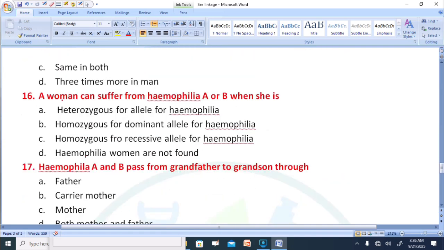The next question: a woman can suffer from hemophilia A or B when she is. The options are option A heterozygous for the allele for hemophilia, option B homozygous for the dominant allele for hemophilia, option C homozygous for the recessive allele for hemophilia, option D hemophilic women are not found. So the right answer is option C, homozygous recessive for the allele for hemophilia.